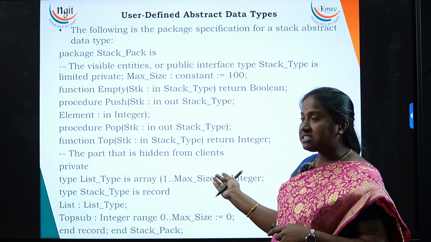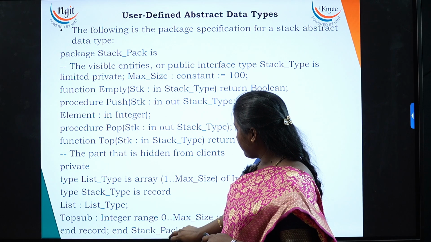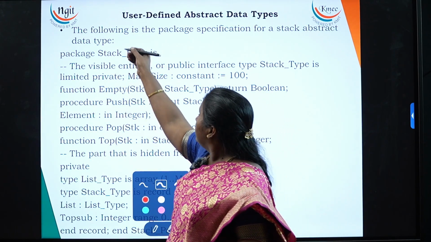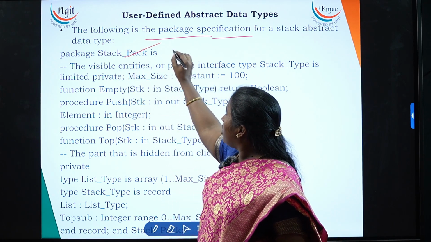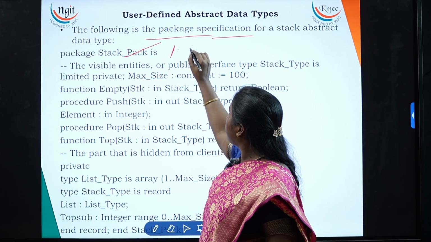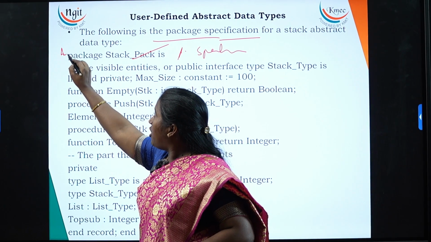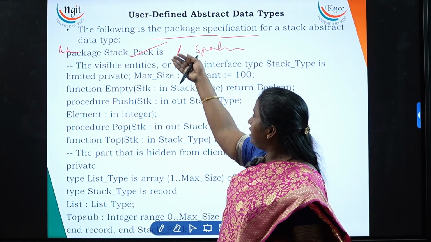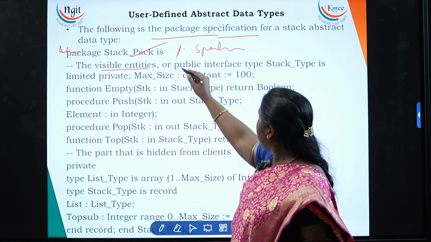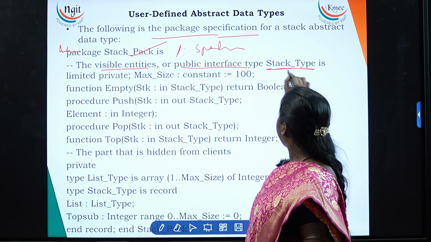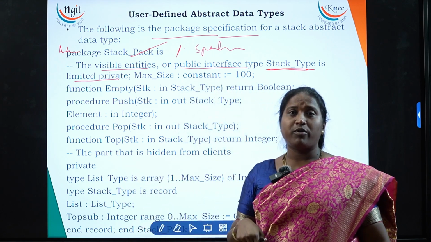Now, look at this. Package stack package. The following is the package specification, package stack package. This is what it says about the specification package. If it is a body package, we'll use the words body package, right? Now, the specification will be visible. So, the visible entities are the public interface type. The stack type is what? Limited private. See, look at this.